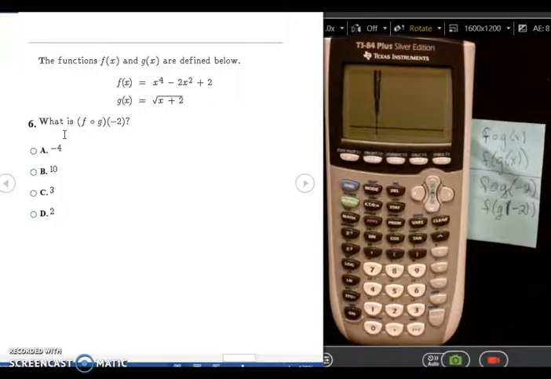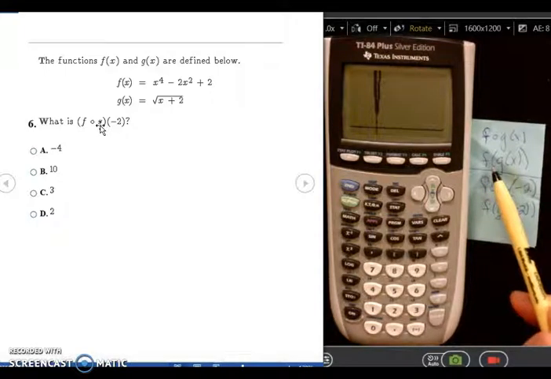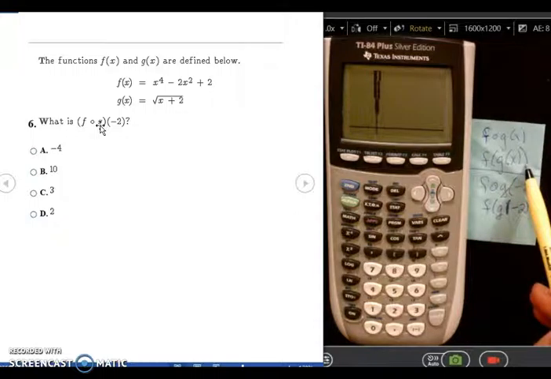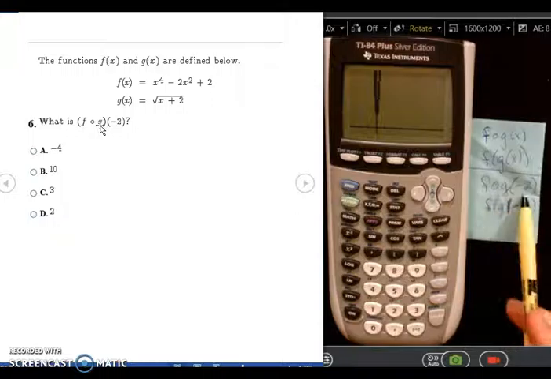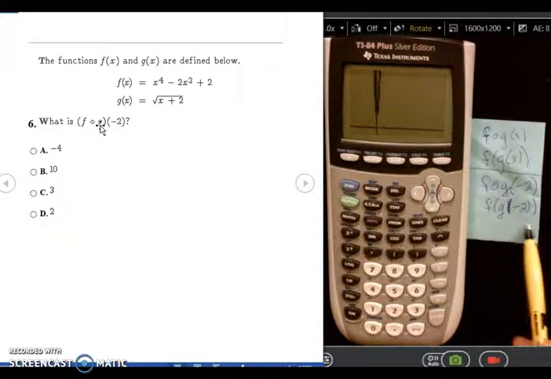One tidbit of information that you need to know is that when a problem is written F, this little circle G, that's the composition, and that's the same as writing it as F parenthesis G parenthesis X parenthesis, like we saw in the last problem. So that means that when it's asking for the composition evaluated at -2, that could also be written with the parentheses like I have here.